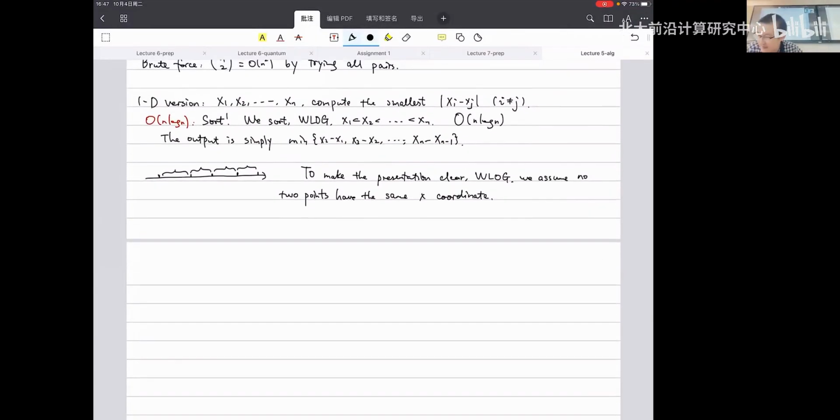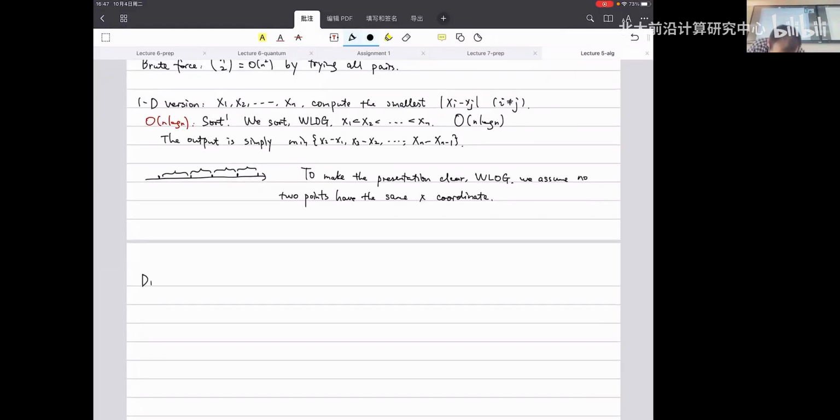As you can imagine, a natural strategy for the divide is that we draw a vertical line. As is normal practice, the horizontal axis is the x-axis and the vertical axis is the y-axis. So I draw a vertical line L so that there are n over 2 points on each side.